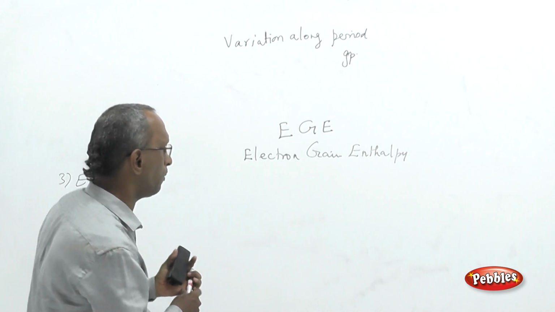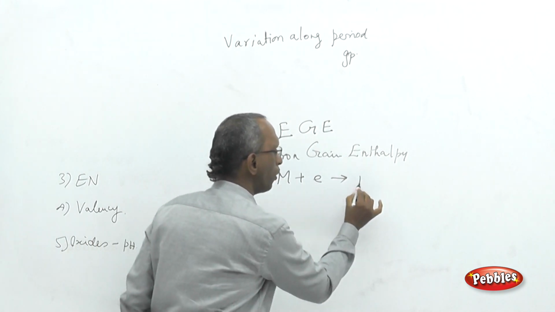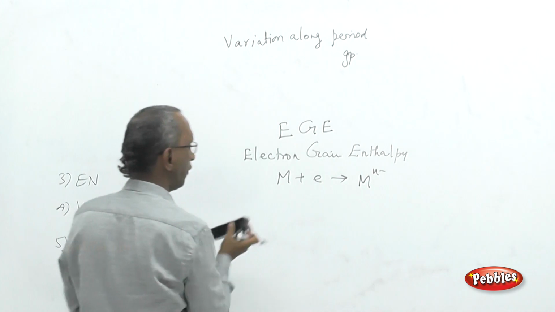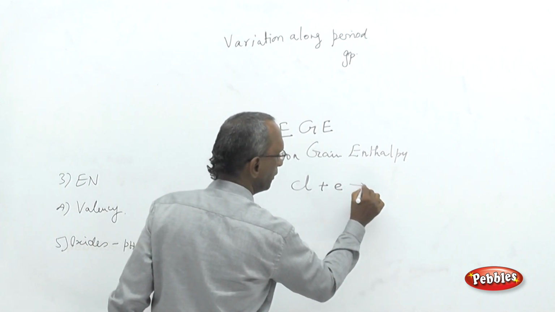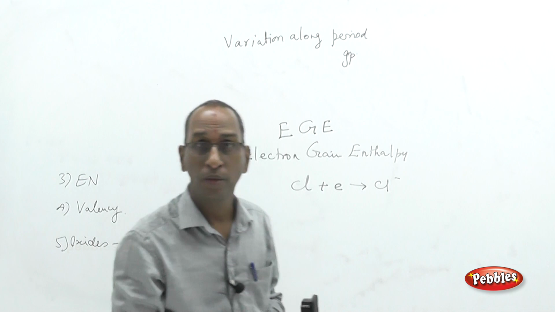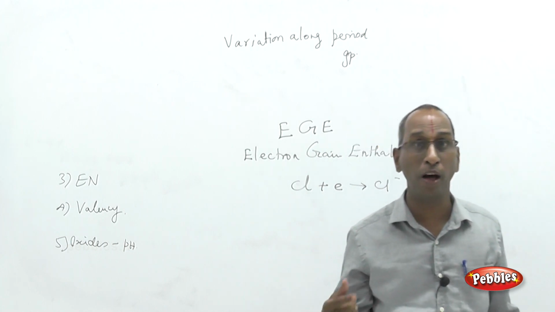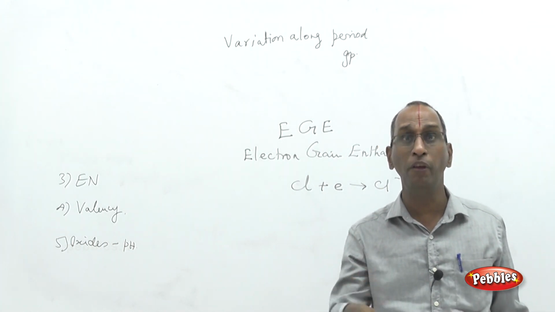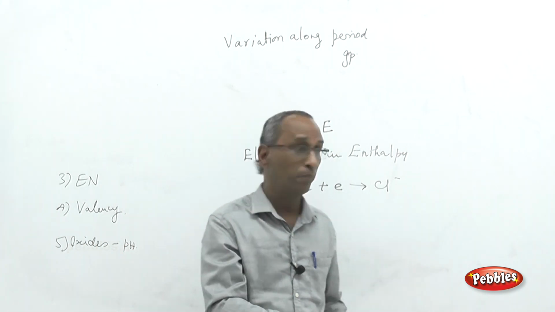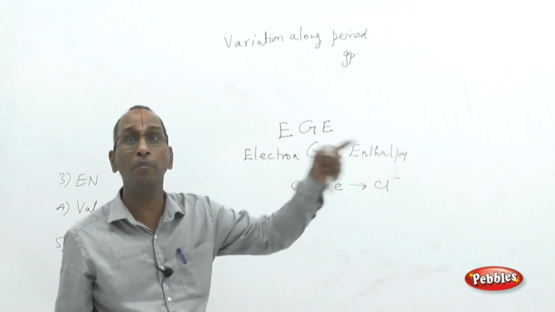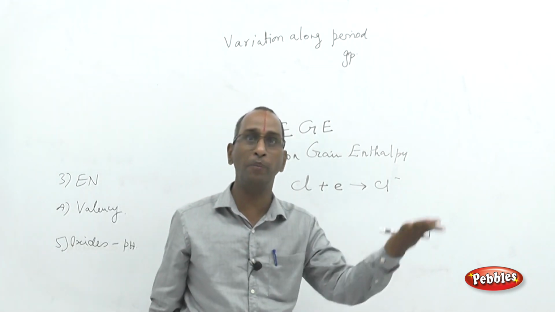Electron gain enthalpy is defined as the energy released when one electron is added to a species. It is not only for metals, you can do it for any other elements. Chlorine is the best example. Chlorine gains an electron and forms chloride. During the formation of chloride from elemental chlorine, it releases energy. But during the formation of sodium ion from sodium, we have to supply energy. Chlorine to chloride ion conversion releases energy. If it releases energy, it goes to the lower energy state, and if it goes to the lower energy state, it becomes more stable.